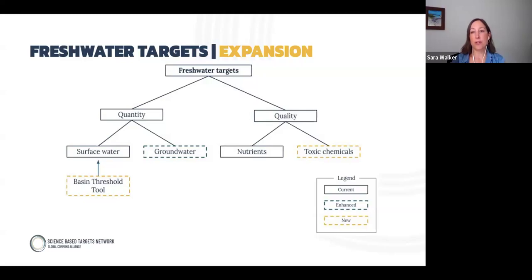This marks a really critical first step toward meaningful corporate action on globally significant freshwater pressures that have to date lacked standardized science-based guidance. So by expanding the scope of actionable targets, more companies can begin to set science-based targets for freshwater. These are going to be especially relevant for sectors with significant freshwater impacts across the value chain, like food and beverage, agriculture, fashion and textiles, and chemicals. In addition, we're introducing the Basin Threshold tool, which provides companies with information on local models and thresholds to support companies through the local stakeholder consultation and model selection process.